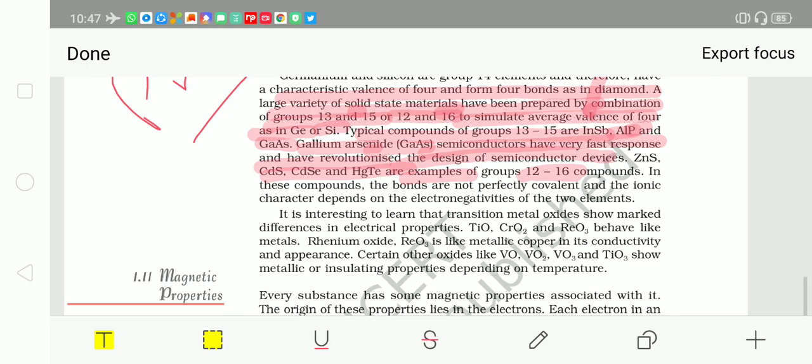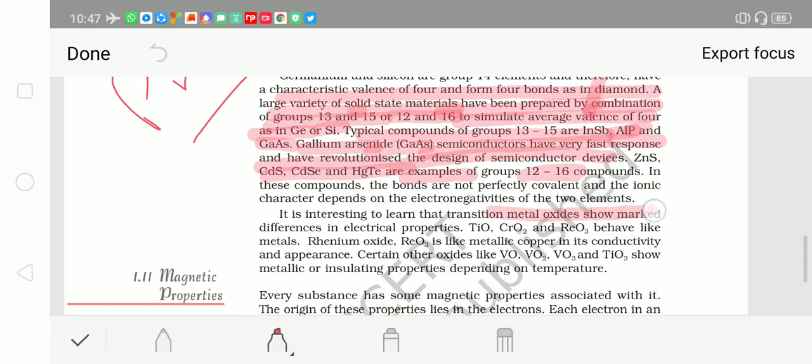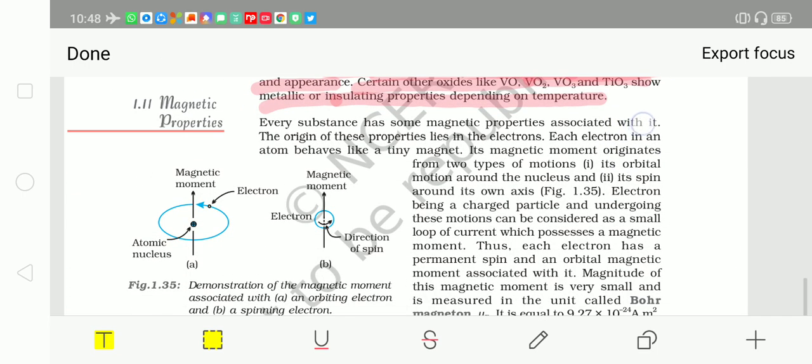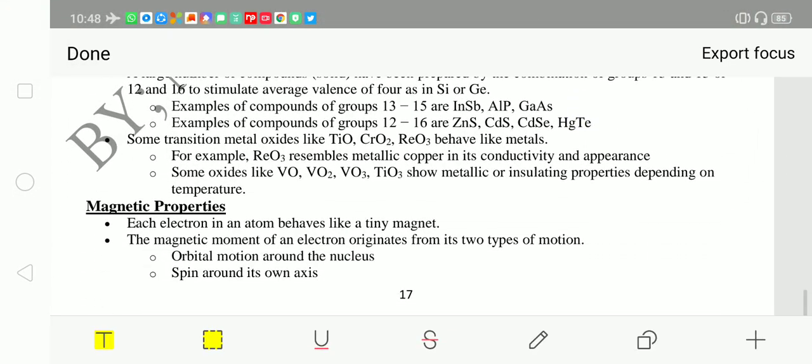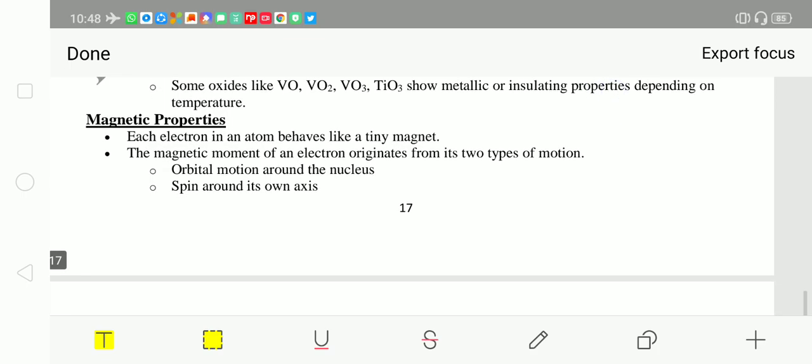One more interesting thing is there: some metal oxides show remarkable properties in electrical conductivity. For example, TiO, CrO2, ReO3 behave like metals. Some rhenium oxides are metals, having the conductivity of copper and the appearance too. Certain metal oxides of vanadium show metallic or insulating property depending on temperature. On increasing or decreasing temperature, they can show both kinds of property. Clear? So it is also in my notes also. Now the next heading is magnetic property.